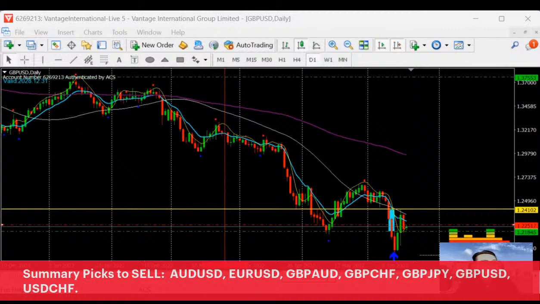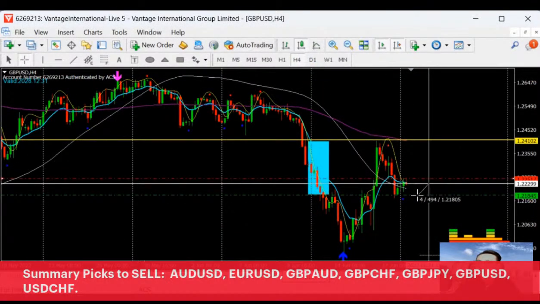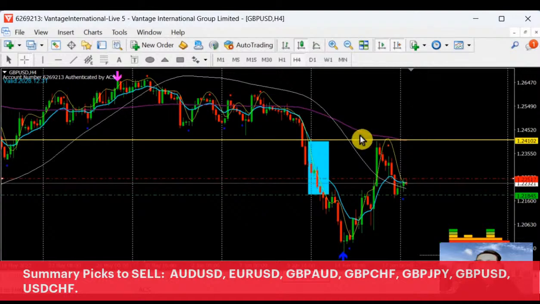Okay, because let me see this pound dollar. We have about from here over to the support. Okay, tentatively we are looking at about 50 pips. Am I right? 50 pips. Okay, so we have about 50 pips here.